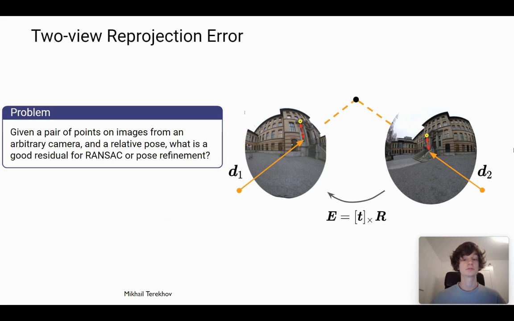The problem that we're trying to solve is as follows. Given a pair of images coming from arbitrary central cameras, what is the best formulation of a reprojection error for us to use in pose refinement or in RANSAC?